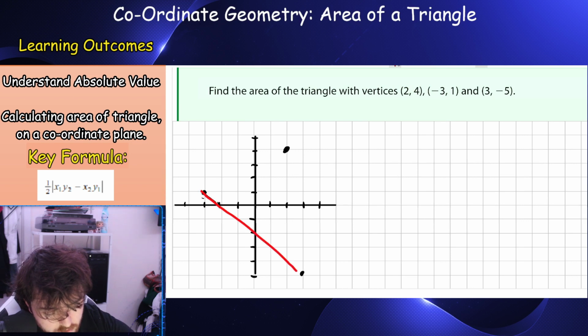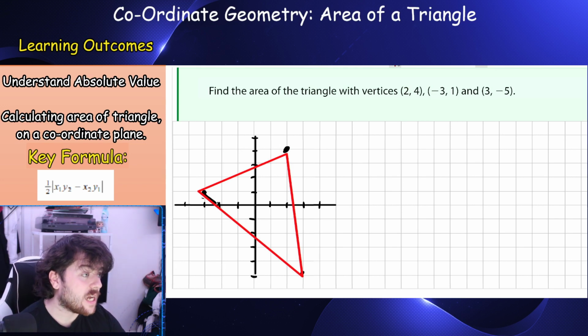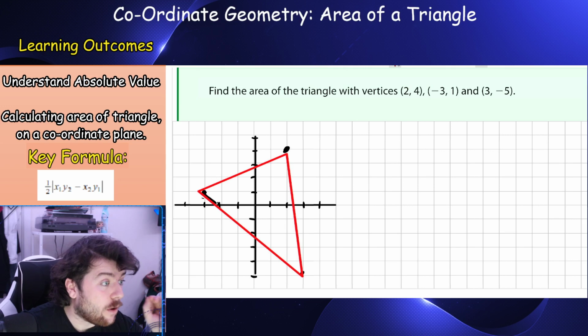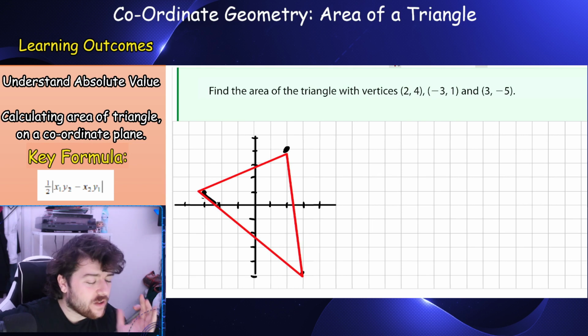So this is my triangle here. Now, the problem is I can't use my formula to find the area of that triangle yet because I need one of the points to be at 0, 0. So I need to do a bit of transformation here. I need to transform, or actually move, this triangle.